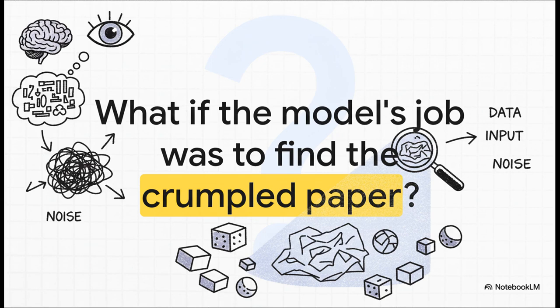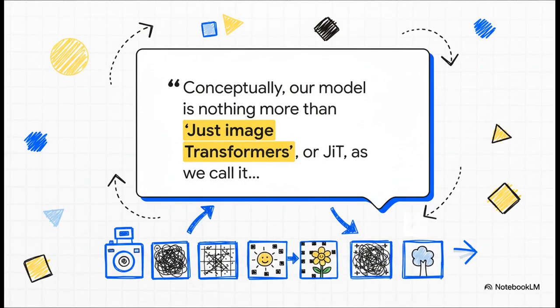And this is the real aha moment. What if we just stopped asking the AI to do this ridiculously complex task of mapping all the noise? What if its only job was the one thing that actually matters? Finding that crumpled sheet of paper in the room. The researchers behind this idea did exactly that, and the name they gave their model is just perfect. It reflects this beautiful simplicity. They call it just image transformers, or JiT for short.